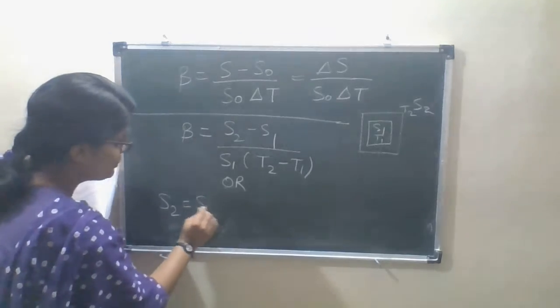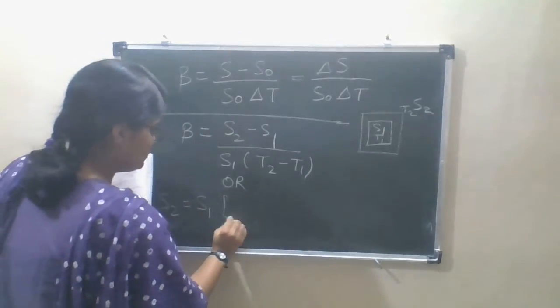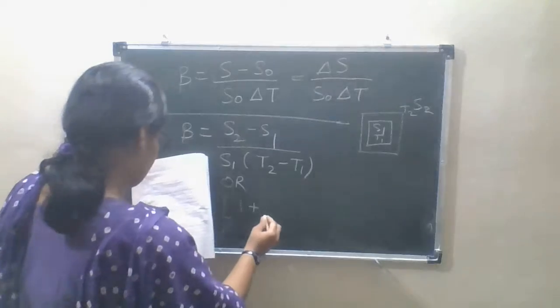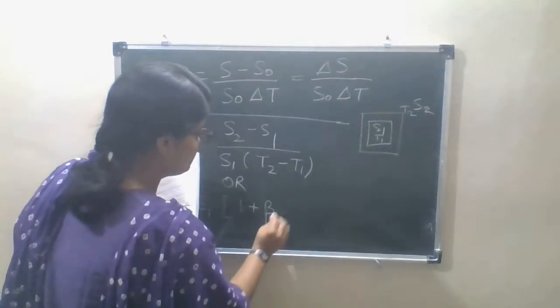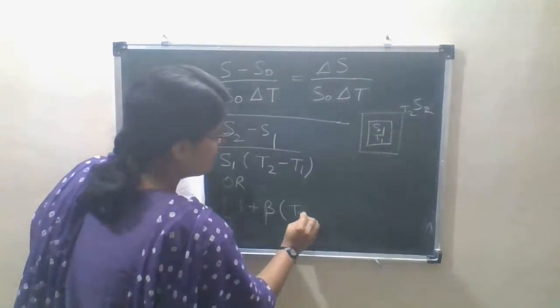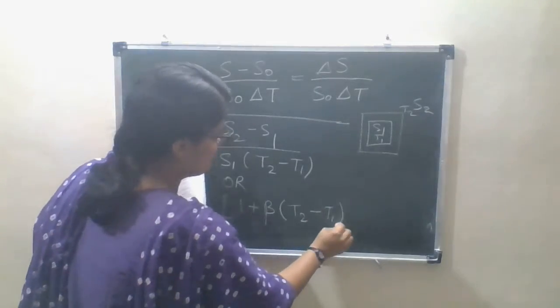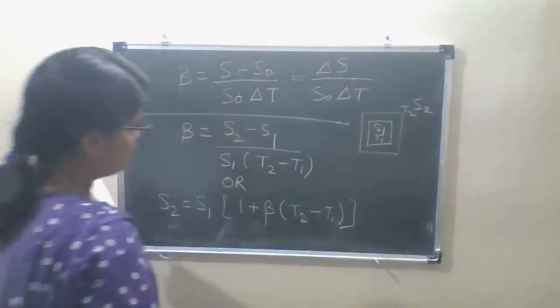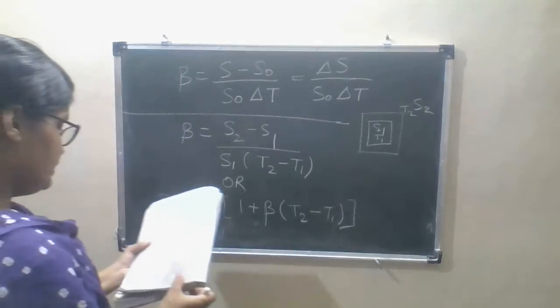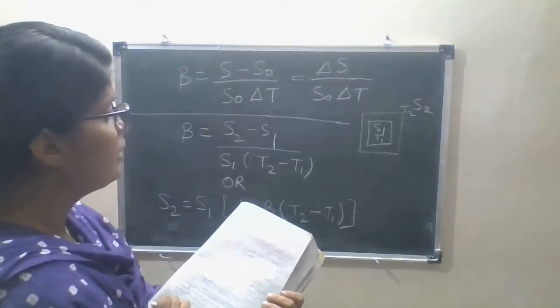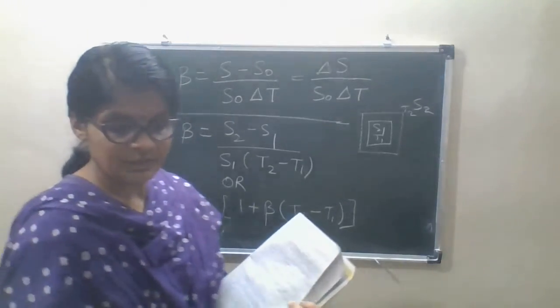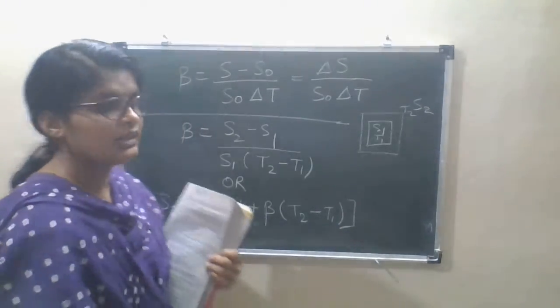So the next step, the same equation can be written as S2 equals S1, open bracket, 1 plus beta into T2 minus T1, bracket close. So this is the equation for the new surface area which is formed due to the thermal expansion.